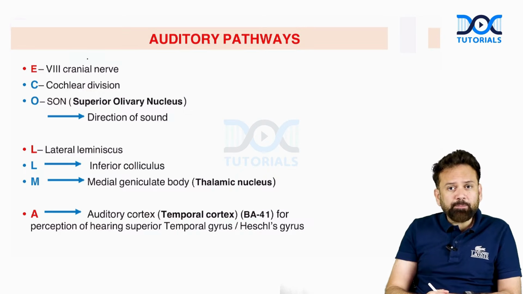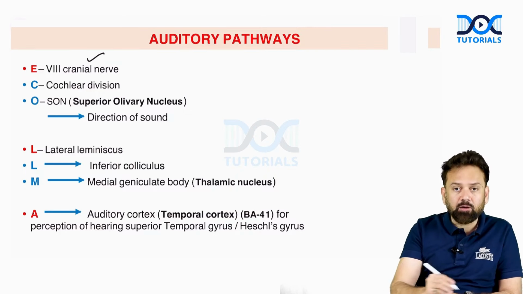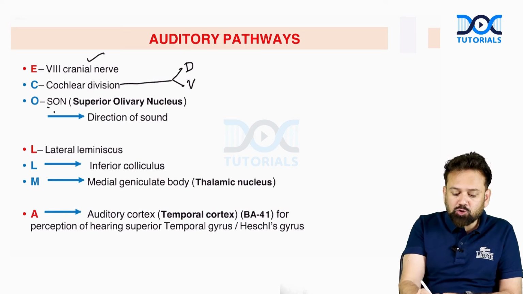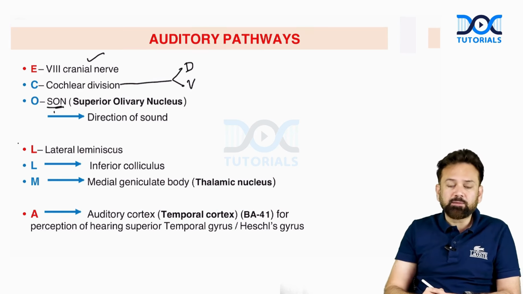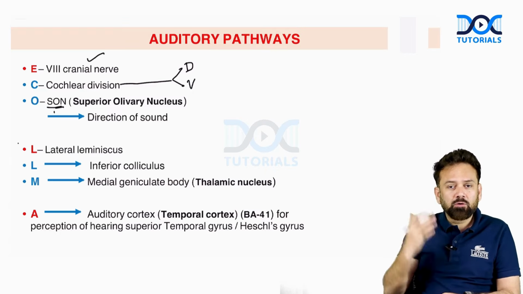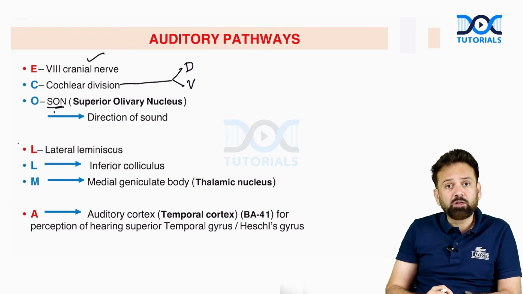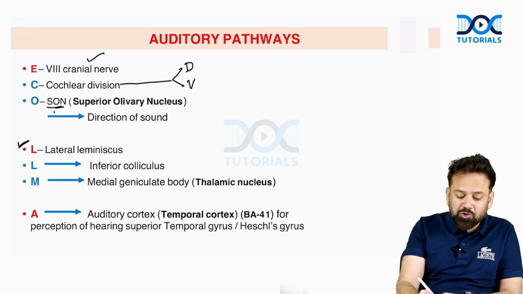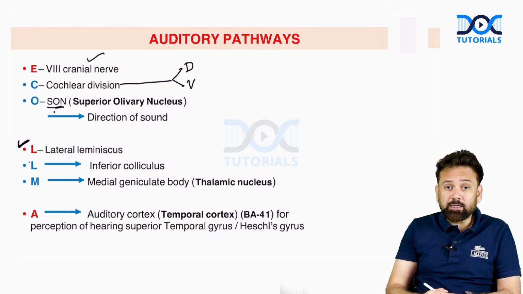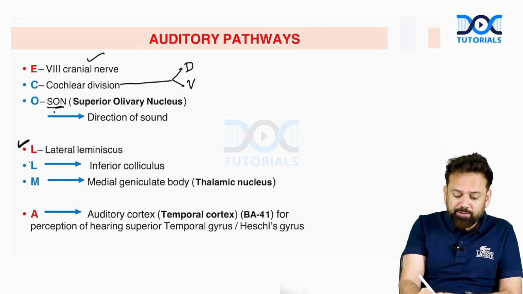Okay. Auditory pathway mnemonic is E COLI MA. E is eighth cranial nerve. C is cochlear nucleus. It can be dorsal nucleus, it can be ventral nucleus. O is superior olivary nucleus. Sometimes they ask the direction of sound: even if eyes are closed, you can tell that sound is coming from front or back. Who is detecting that? Superior olivary nucleus. Then L is lateral lemniscus. You know the medial lemniscal pathway? That is the dorsal column tract. This is lateral lemniscus.